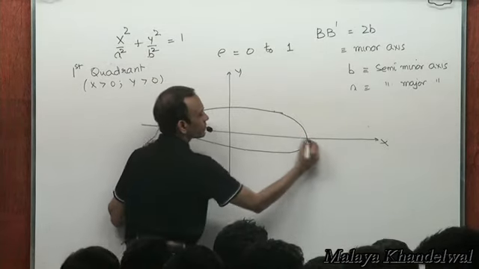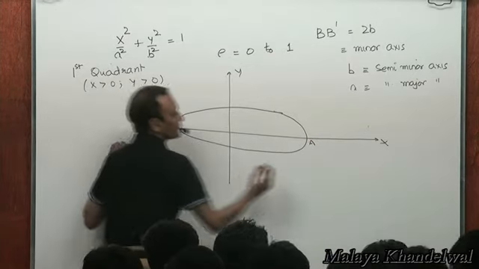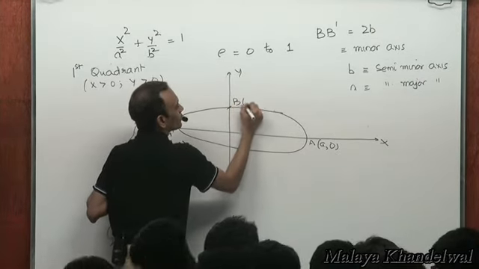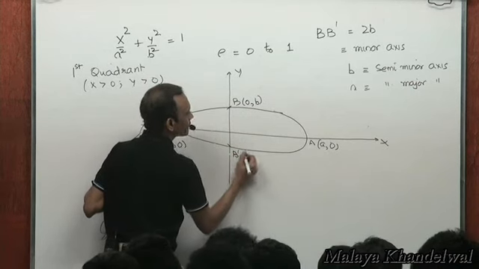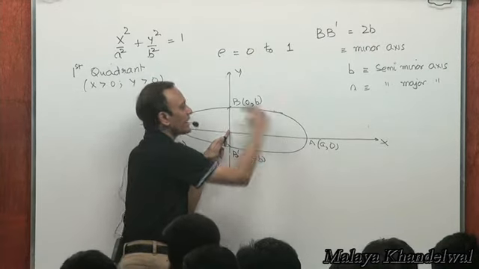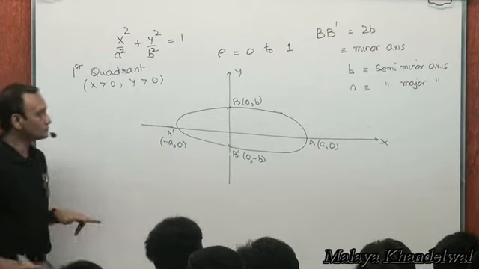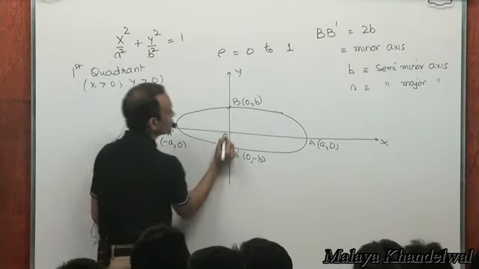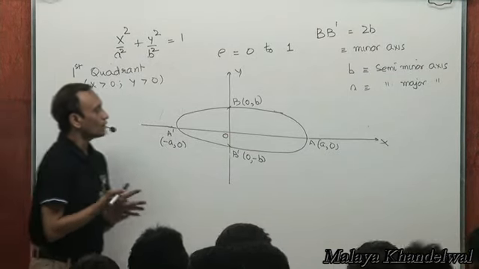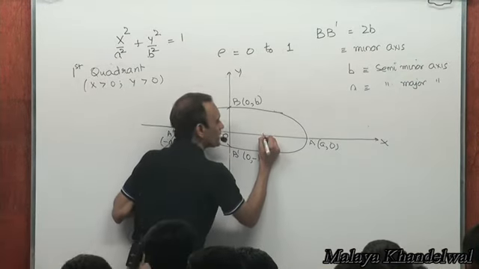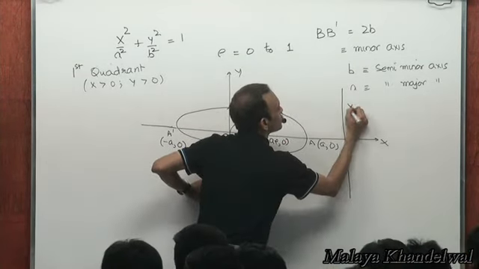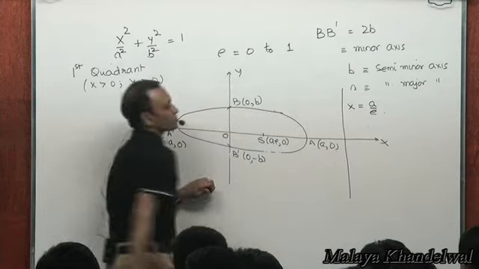this was the ellipse with these two being the vertices (a, 0) and (-a, 0), (0, b), (0, -b). Major axis, minor axis, semi-major axis, semi-minor axis, right? This is the origin of coordinates, also the center of the conic section. Now, the focus turned out to be S, (ae, 0), and the directrix turned out to be x equal to a by e. It's the directrix, right?